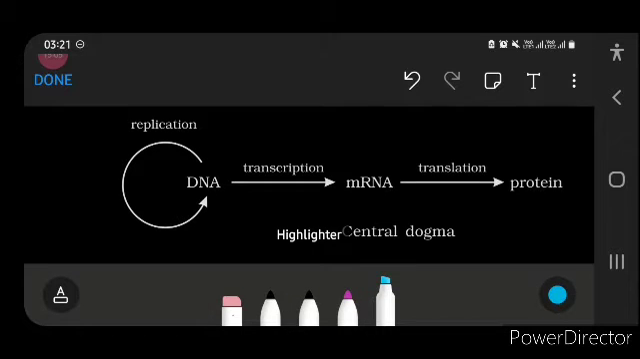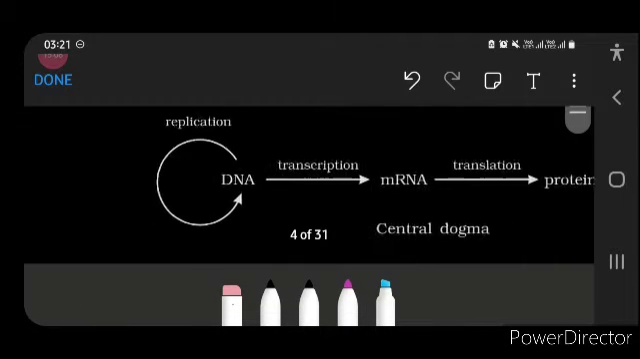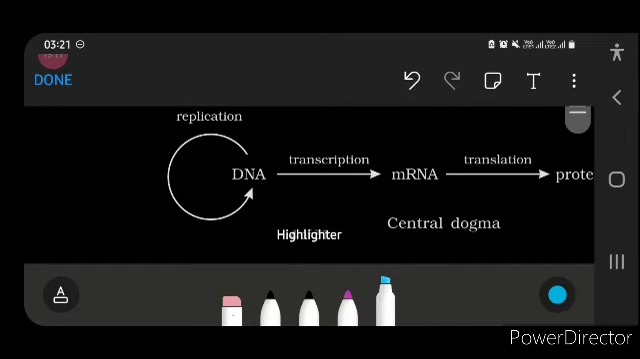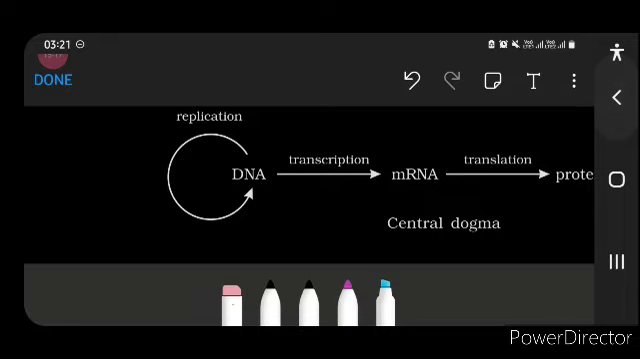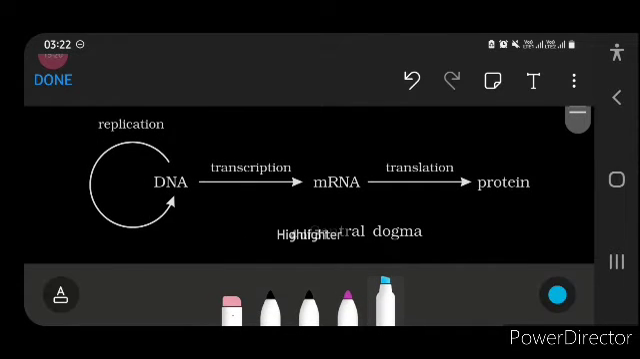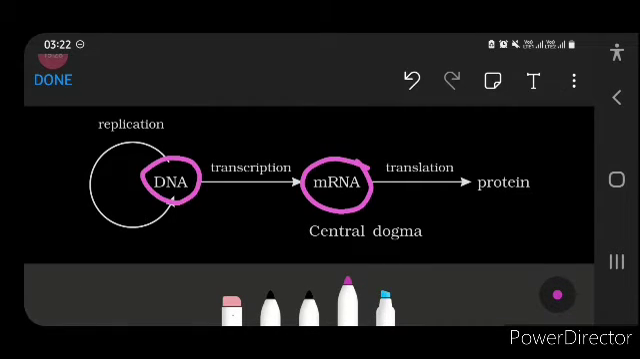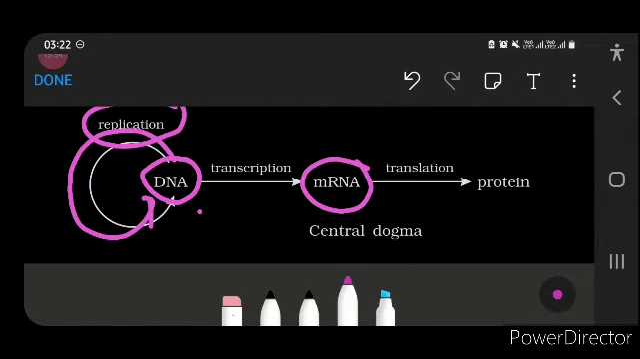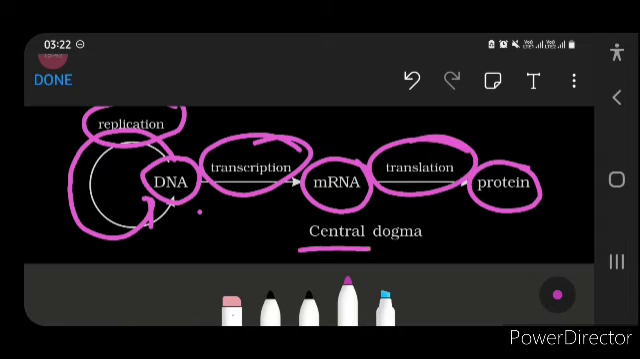Here you can see from DNA we are making... when you make DNA to DNA, then this is called replication, and when from DNA to mRNA, this is transcription, and from mRNA to protein, this is translation. This is the central dogma. Okay.